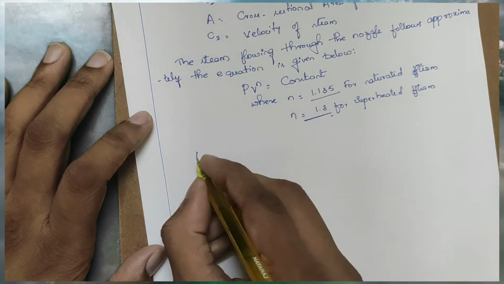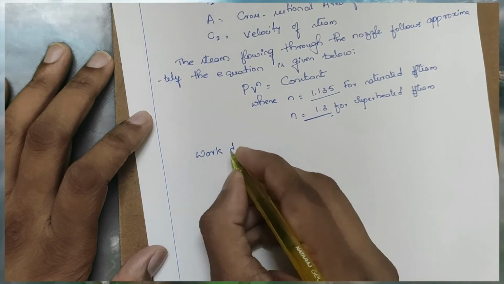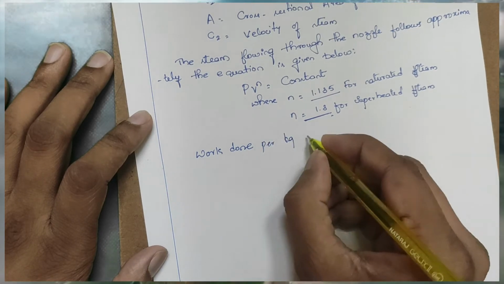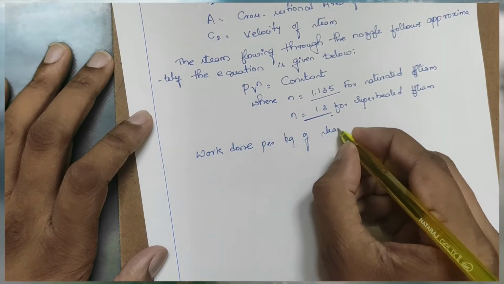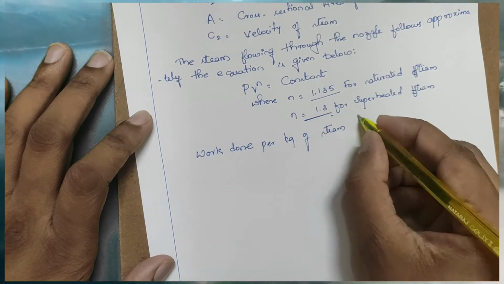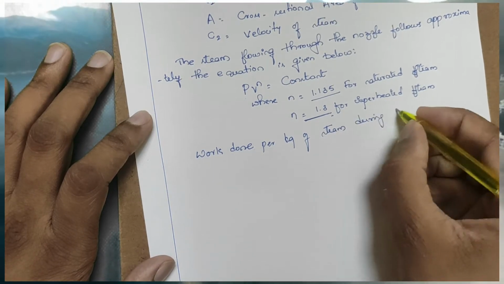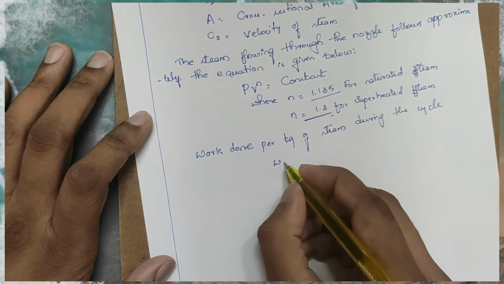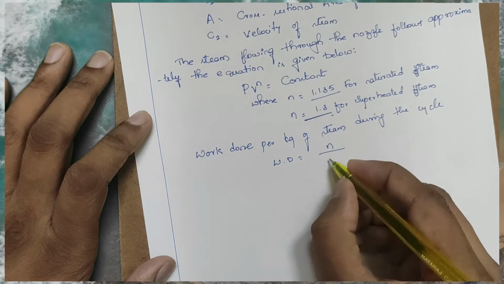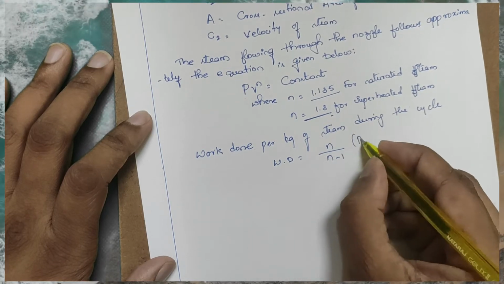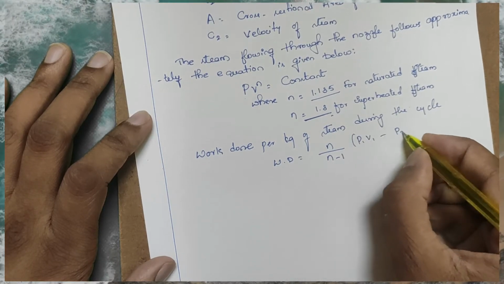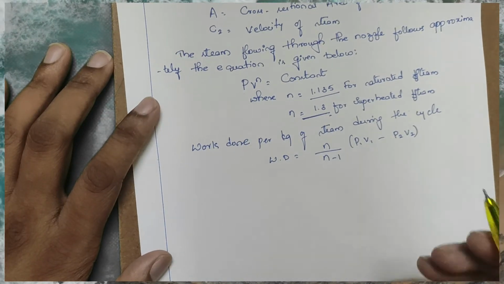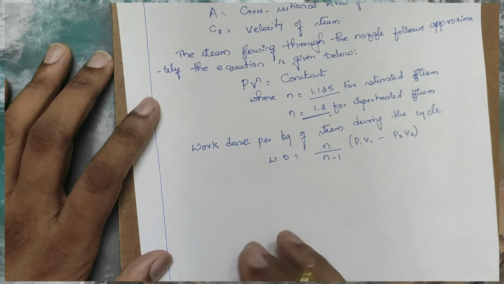So the work done per kg of steam during the cycle is equal to n by n minus 1 into (P1 V1 minus P2 V2). Okay, P1 V1 minus P2 V2. You can take this as a very important equation in the nozzle.